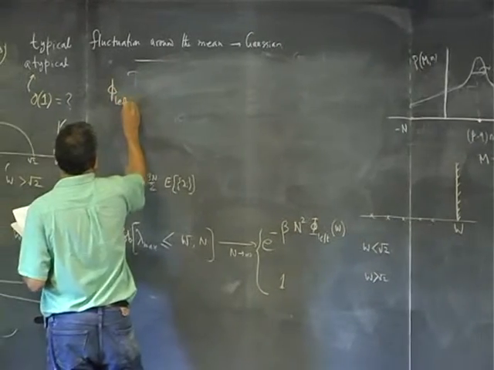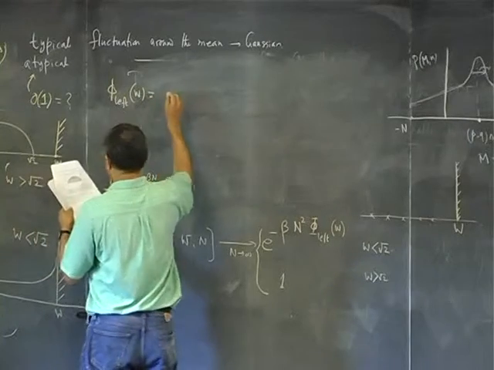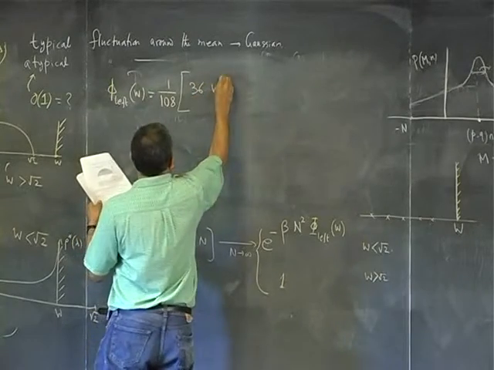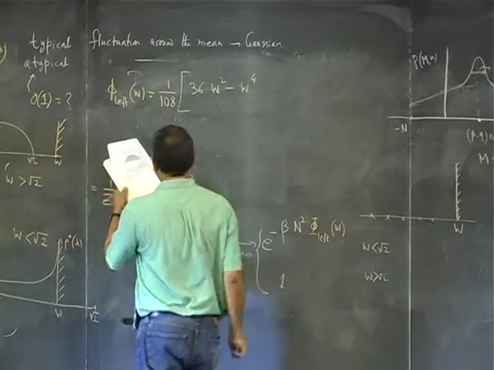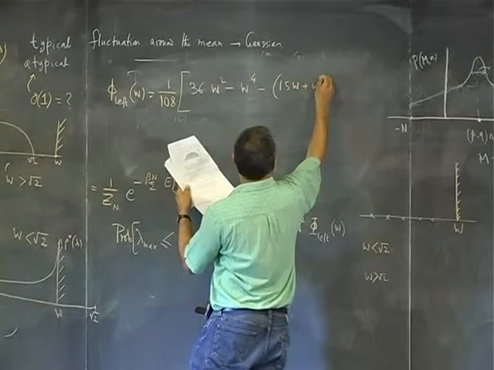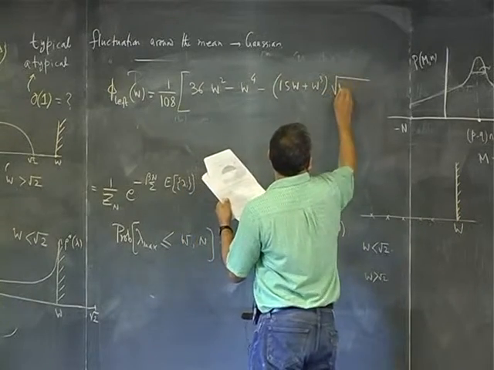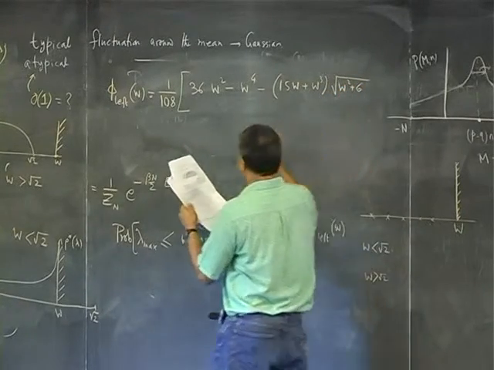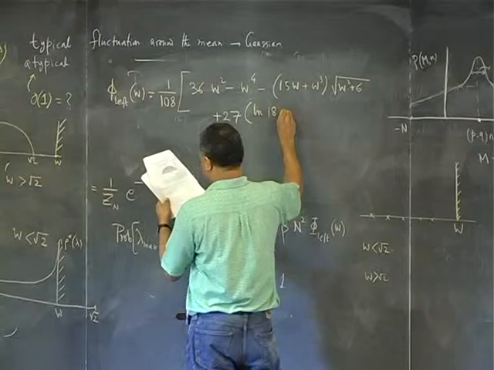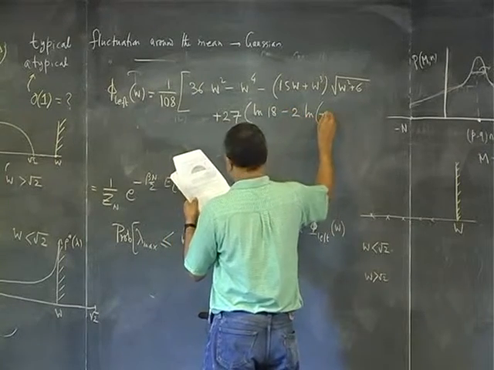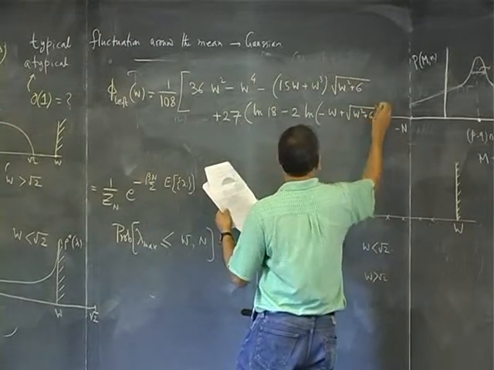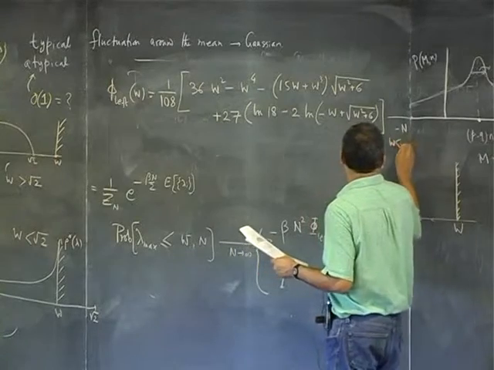Calculation, you find that phi left of W is given by 108.36 W square is W fourth minus 15 W plus W cube times square root of W square plus 6, plus 27 log of 18. The reason I am writing down this explicitly will be obvious in a minute. Okay, with w less than root 2.